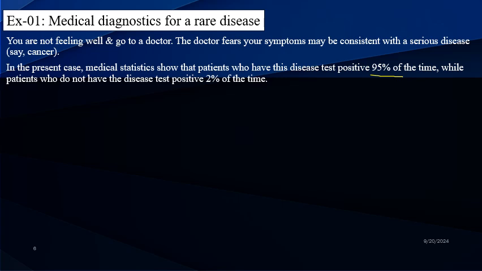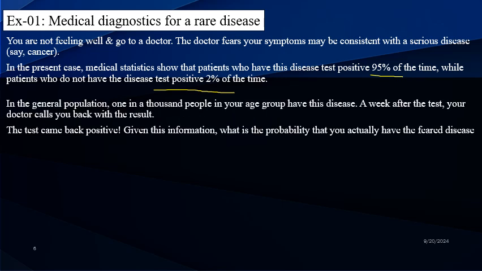While patients who do not have the disease test positive 2% of the time. What is the scenario of this one? What we call it? Tested positive, having no disease, but when that person went for the test, it gave a positive result. That we say is a false positive. That scenario is a false positive. That person does not have the disease, but it is reading positive, a false positive.